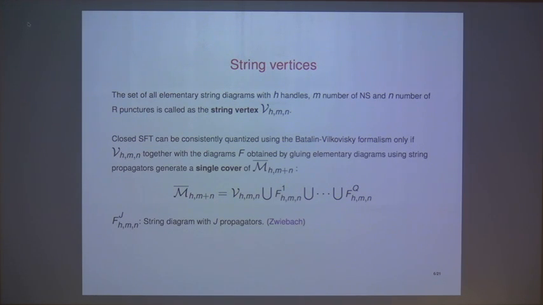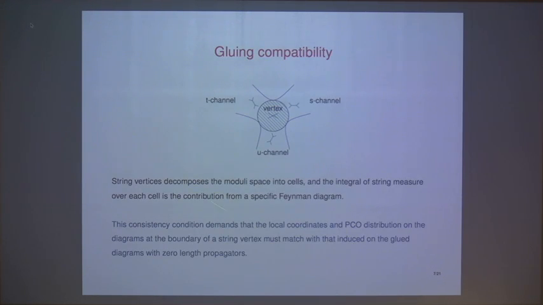When you do quantization of closed strings using BV formalism, it imposes a geometric condition on the string vertex. It demands that the string vertex, together with the diagrams that you obtain by gluing elementary diagrams using string propagators, must generate a single cover of the compactified moduli space. That means string vertices decompose the moduli space into different cells, and integrating the string measure over each cell corresponds to the contribution from a specific Feynman diagram.